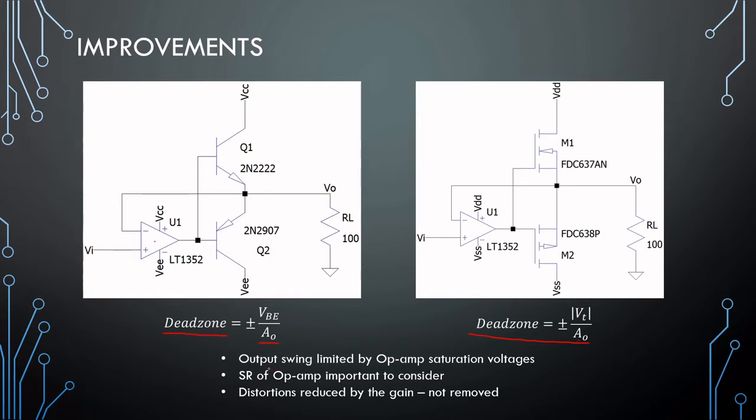Some things to note: the output swing will be limited by the op amp saturation voltages. So if this is plus minus 10 volts and the op amp has a saturation voltage of 2 volts, it will now become plus minus 8 volts. Right, you also need to consider the slew rate of the op amp, since these are maximum outputs of the operational amplifier, it needs to have a decent slew rate.